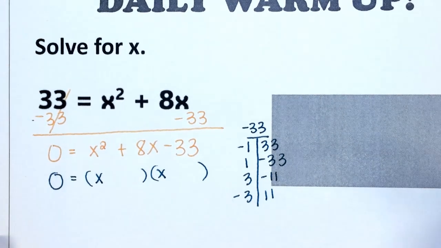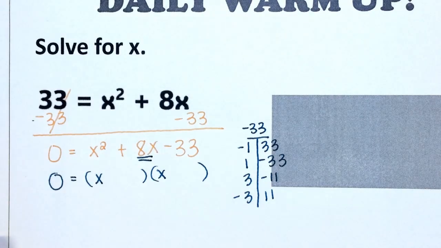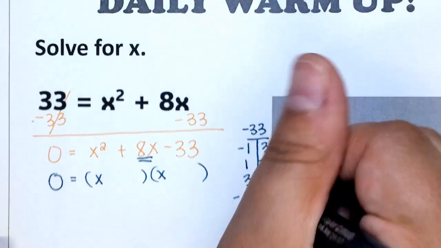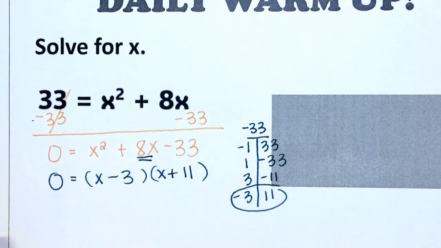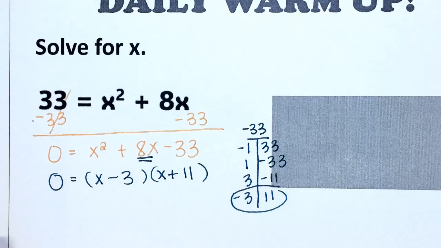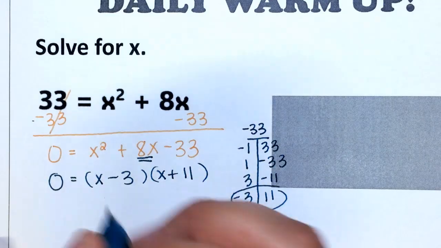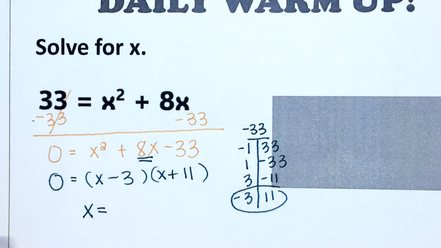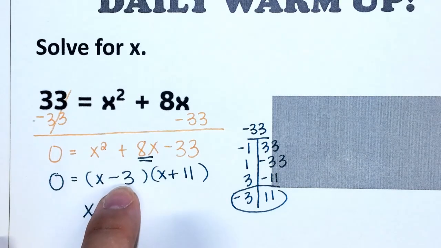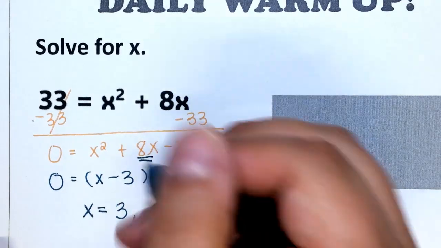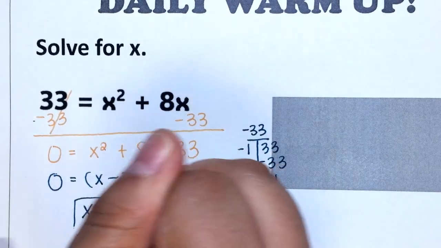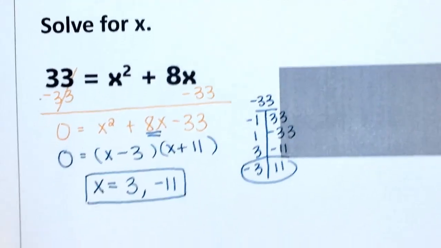Which one of these adds up to my middle number of 8? Negative 3 and positive 11. However, that is not my answer still. What do I want you to solve for? How do I get x by itself? You can show all that work, but what do we know is just going to happen? It's just going to change the sign. This is x minus 3. What's my answer going to be? 3. This is x plus 11. What's my answer going to be? And that's what we're doing. That's it. Now we have x.